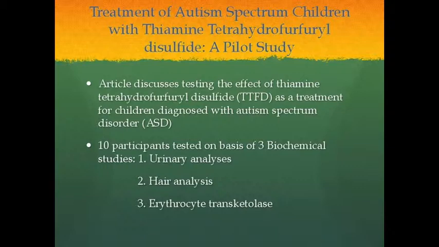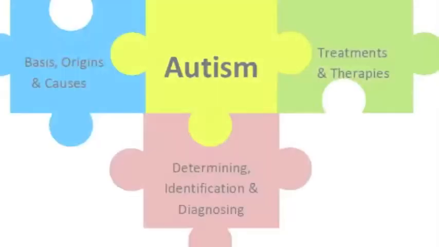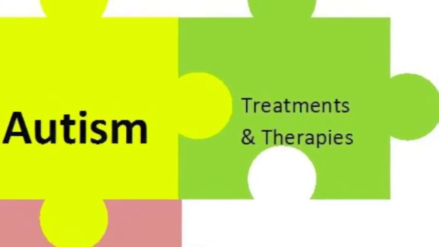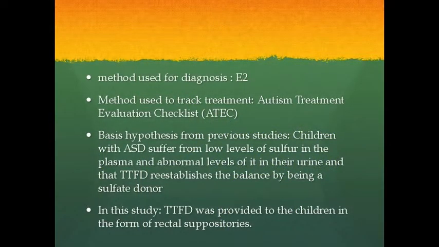The article discusses the clinical and biochemical effects of thiamine tetrahydrofurfuryl disulfide, also known as TTFD, as a treatment for children diagnosed with ASD. The study consisted of 10 participants tested on the basis of 3 biochemical studies. First, urinary analyses, second, hair analyses, and third, erythrocyte transketolase. The method used for diagnosis is E2, which is a computer-assessed symptom score. The method used to track treatment is the Autism Treatment Evaluation Checklist.